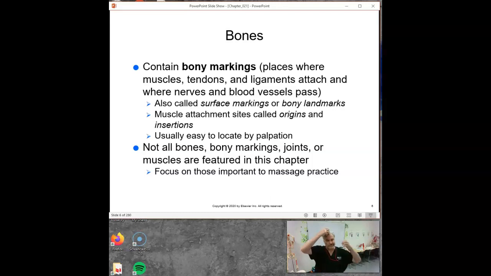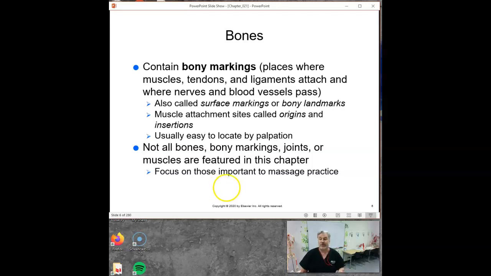Bones have bony markings on them, or landmarks, and that's actually how we find our way around the body. I know this is obvious to you, but there are no bumps on your body, essentially, that are there without a reason unless you ran into something. So the bumps on your bones are always attachment sites for tendons or ligaments.